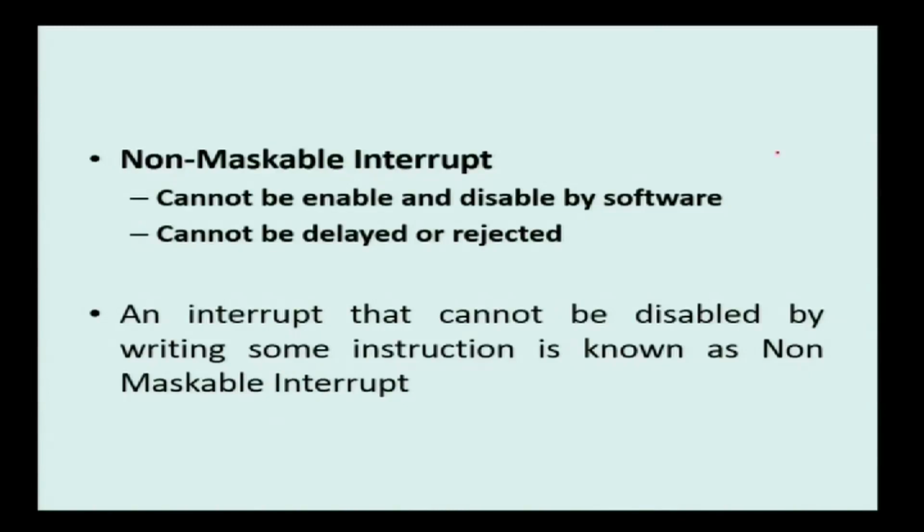Then how are we masking the interrupt? By writing some instructions we are activating it, but we cannot disable the instruction. When any critical condition occurs, it is automatically disabled. So this non-maskable interrupt is mostly used for power failure conditions.